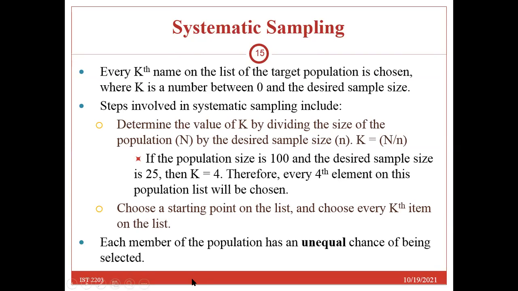And here you can see that each member of the population has an unequal chance of being selected. It's unequal. Though they have a chance, it is unequal. It's not like with simple random sampling, whereby every member of the population had an equal chance of being selected. With systematic, the chance is not equal.